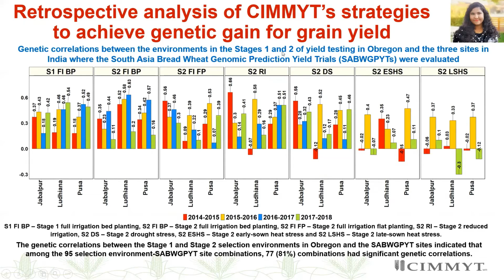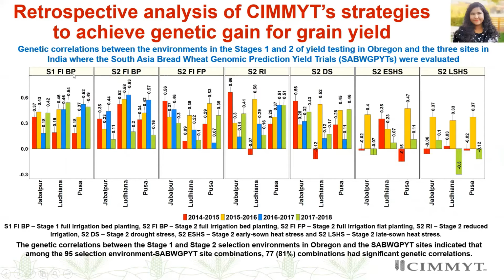And the next thing we wanted to do was look at the genetic correlations between the environments in stages 1 and 2 of yield testing in Oregon, and 3 sites in India where the South Asia Bread Wheat Genomic Yield Trials were evaluated. So that's Jabalpur, Ludhiana, and Pusa in India. And you can see 4 different cycles, 2014-15 to 2017-18.